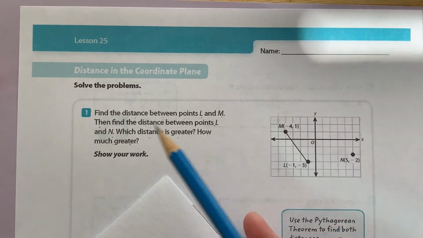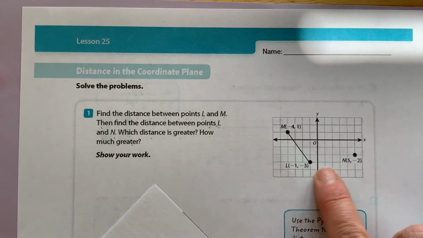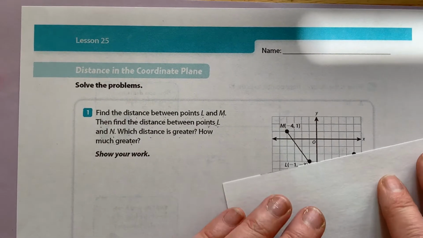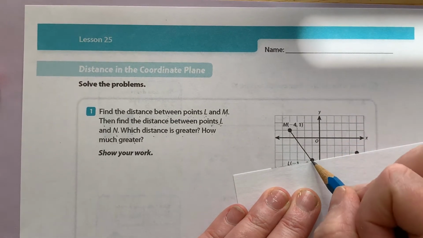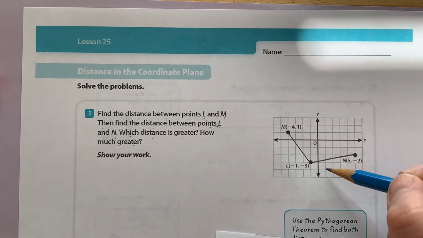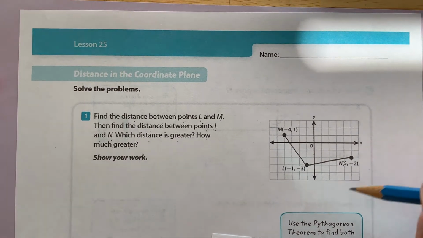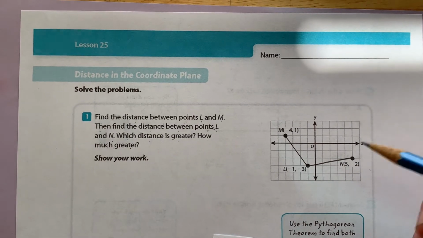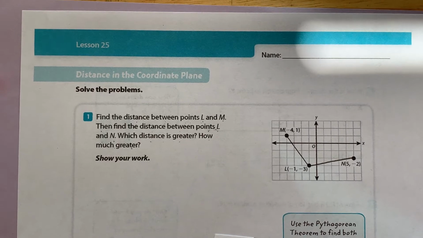Next we need to find the distance between points L and N. So the next one we would need to do is this one right here. You always use a straight edge, it helps you. So I have what would be the hypotenuse of two different right triangles. Now remember, we talked about this in the last lesson. In order to use the Pythagorean theorem, we do need a right triangle.